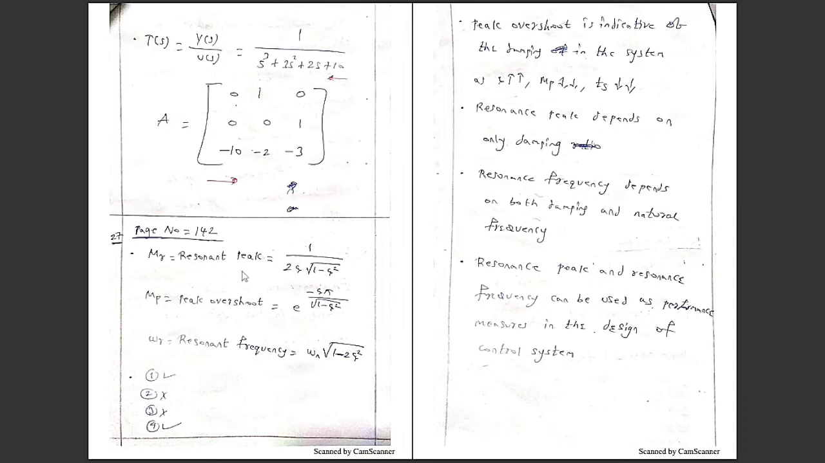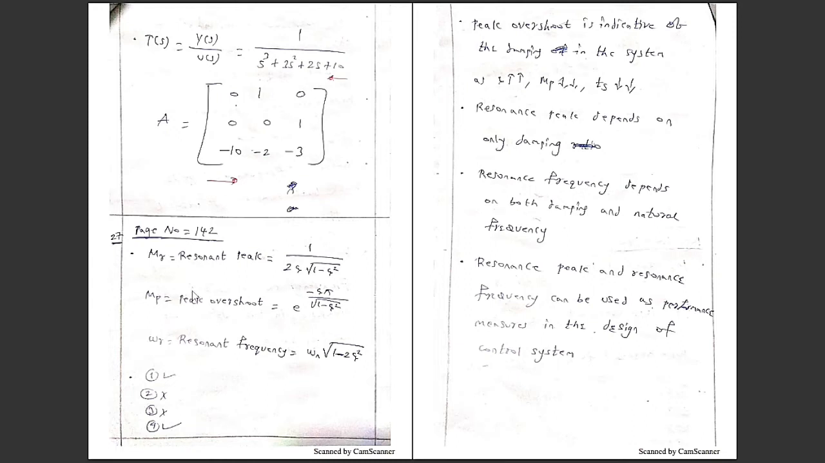MR is called the resonant peak, equal to 1 by 2 zeta root over 1 minus zeta square, and MP is called the peak overshoot, equal to e to the power of minus zeta pi by root over 1 minus zeta square, and omega r is called the resonant frequency, equal to omega n into root over 1 minus 2 zeta square. These are three very important formulas, because questions have definitely been asked on them.